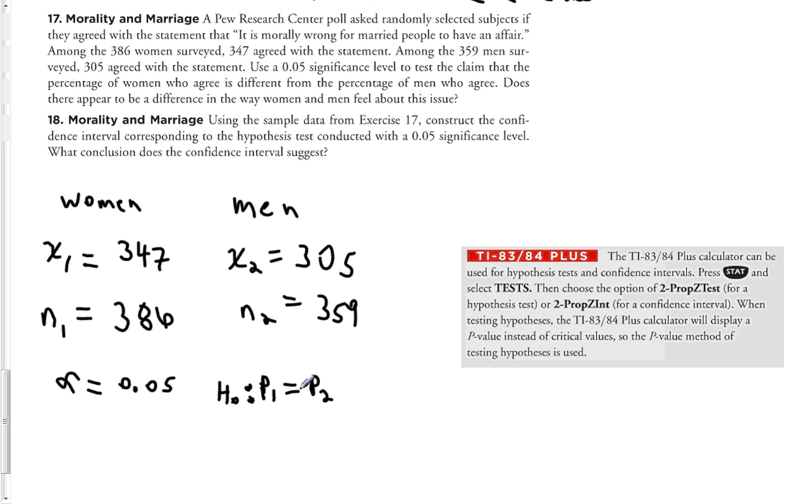The claim is actually the alternative hypothesis, which is that somehow the proportion of men who agree with the statement and the proportion of women who agree with the statement is different. So the alternative is that P1 is not equal to P2. So there we have our null and alternative. This one is actually our claim. And what we're going to do first is a hypothesis test.